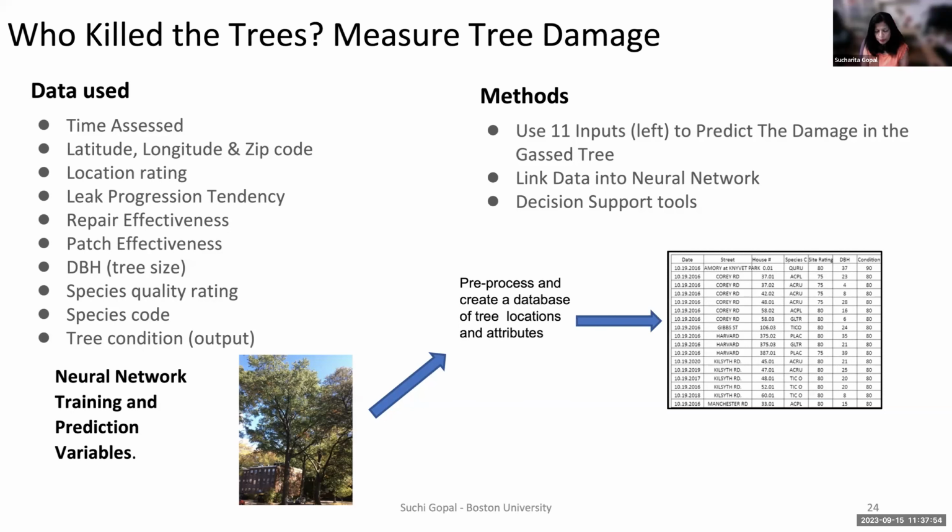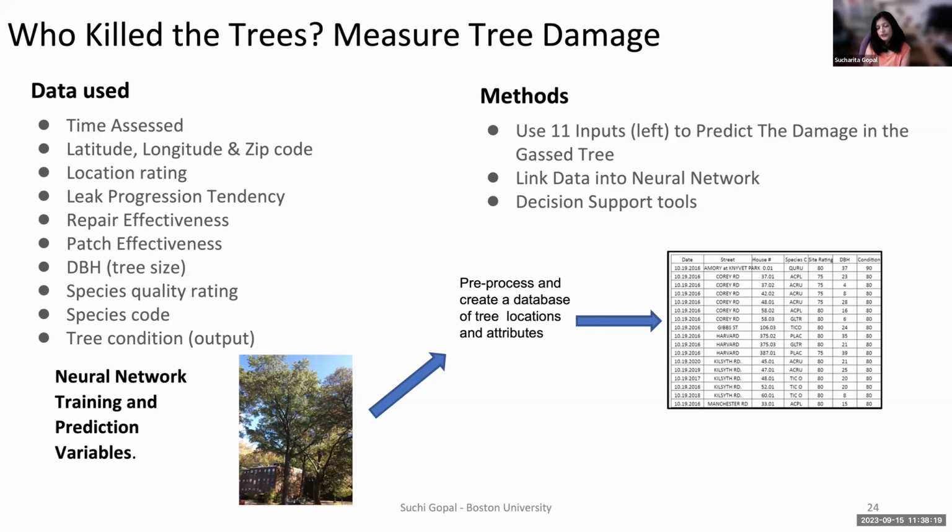Was there a patch put in place? What exactly is happening to the species? And we have all the details of the tree, including the basal diameter and the height of the tree, the species quality, the coding, and the condition of the tree that was rated by an expert, saying this tree looks healthy, this tree has got some problems, and so on.